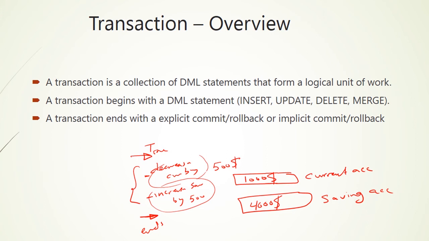The transaction starts with a DML statement. As long as you specify insert, update, delete, or merge, the transaction has started, and the transaction ends with a commit or rollback. So here our transaction will start: update current account, set balance equal balance minus 500, update the saving account, set balance equal balance plus 500, and then commit to end the transaction.